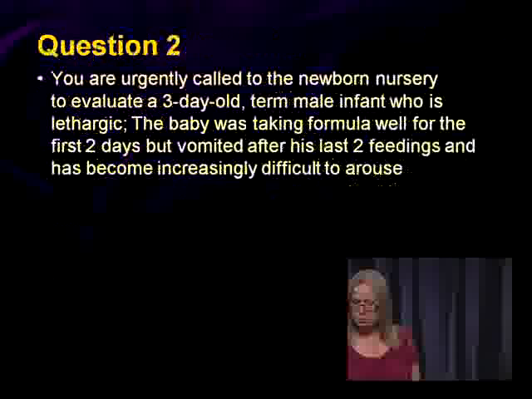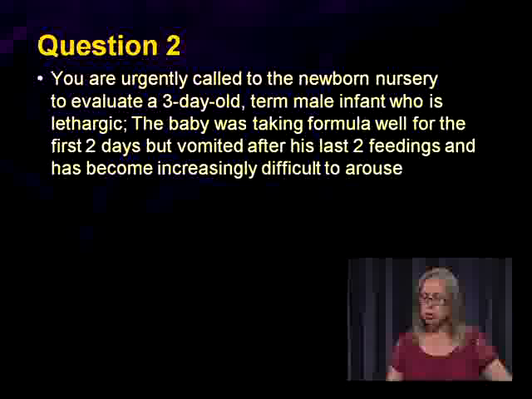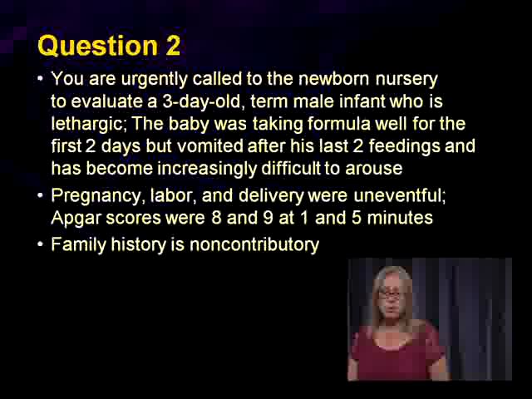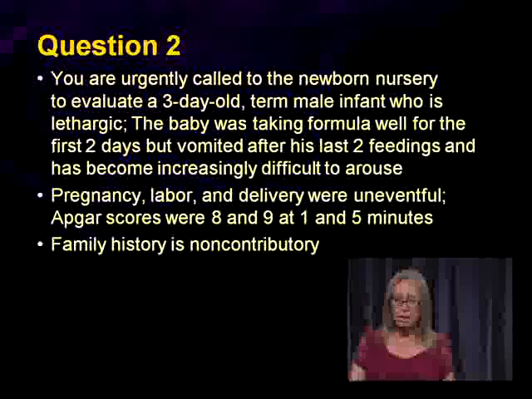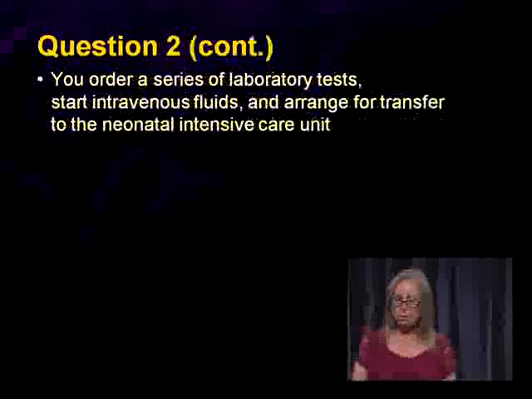All right, you are urgently called to the newborn nursery to evaluate a 3-day-old term male infant who is lethargic. Baby was taking formula well for the first 2 days, but vomited after his last 2 feedings and has become increasingly difficult to arouse. Pregnancy, labor, delivery were uneventful. APGARs were 8 and 9, and family history is non-contributory. On physical exam, the baby is limp, lethargic, and unresponsive with tachypnea. You order a series of lab tests, start IV fluids, and arrange for transfer to the neonatal intensive care unit.